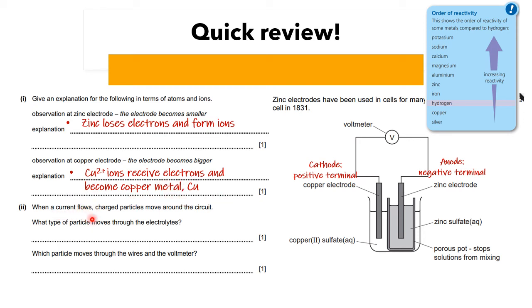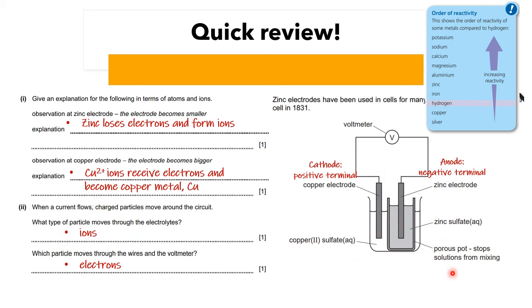Okay. When the current flow, charged particle move around the circuit. What type of particle move through the electrolytes? Okay, you must remember that dalam electrolyte, dalam solution, particle yang bergerak mestilah ions. Okay. And then, which particle move through the wires and the voltmeter? It is electrons. Okay, ingat yang ni pun selalu salah. Dia tanya elektron move dekat mana. Electrons tak move dalam solution, tapi elektron dia move throughout the external circuit. Dalam solution hanyalah ion sahaja.